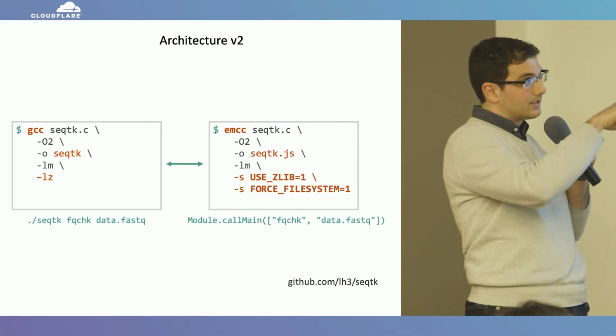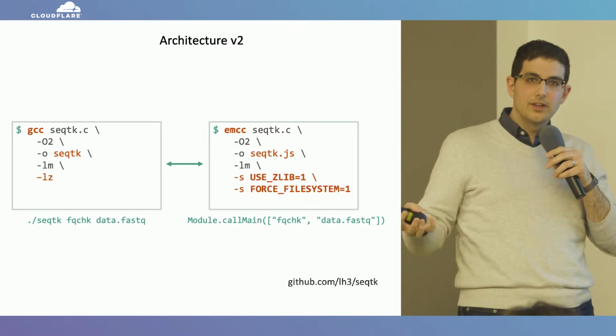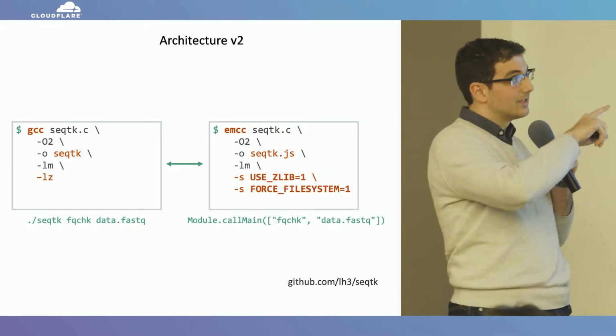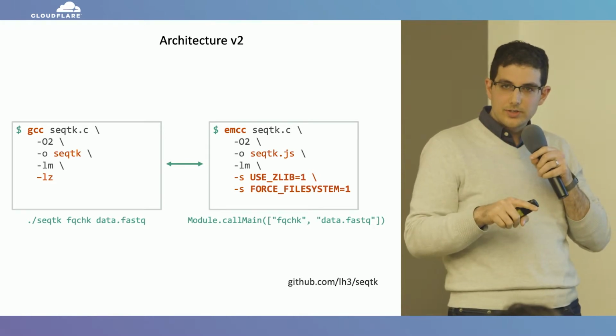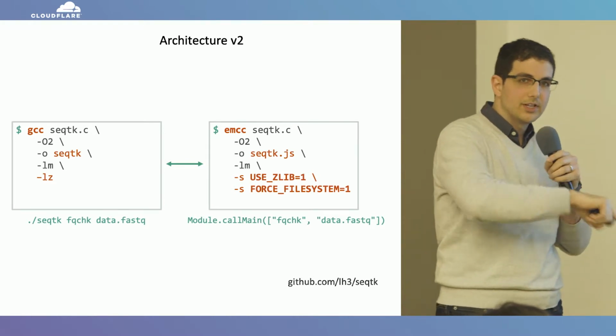So this virtual file system would allow us to take chunks of the file, mount it to that file system, and then just call the exact same command without having to rewrite the C code so that it doesn't work with files but strings instead.